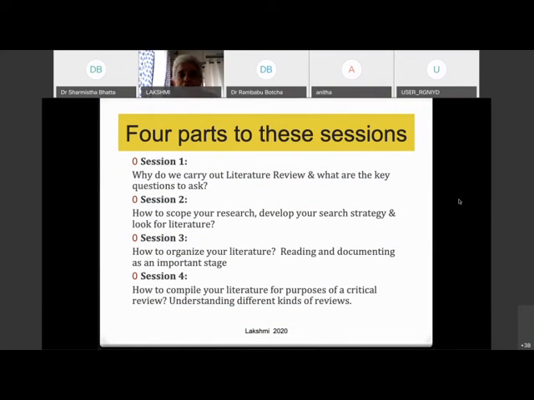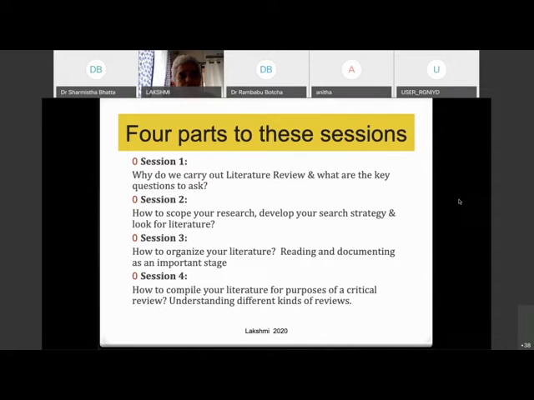Why do we carry out literature review? And what are the key questions to ask? If you do literature review, you also need to ask questions. Then next we need to know how to scope your research, develop your search strategy and look for literature. So for looking for literature, you also need to develop a strategy.